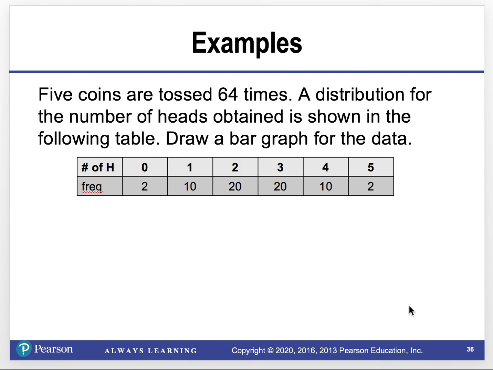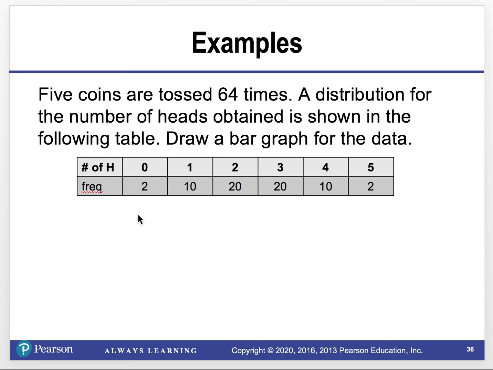Okay, 5 coins are tossed 64 times. A distribution for the number of heads obtained is shown in the following table. Draw a bar graph for the data. Notice this is a frequency distribution table. It's just horizontal instead of vertical.